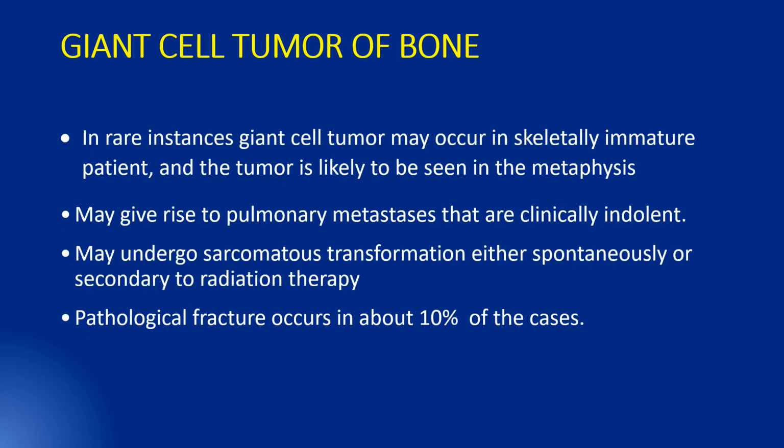In rare cases, giant cell tumor may occur in skeletally immature patients, and the tumor is likely to be seen in the metaphysis. It may give rise to pulmonary metastases that are clinically indolent in the lungs. They may rarely undergo sarcomatous transformation, which can be spontaneous or, more commonly, secondary to radiation therapy. Pathologic fracture occurs in about 10% of cases. This is how the lesion is most of the time discovered.